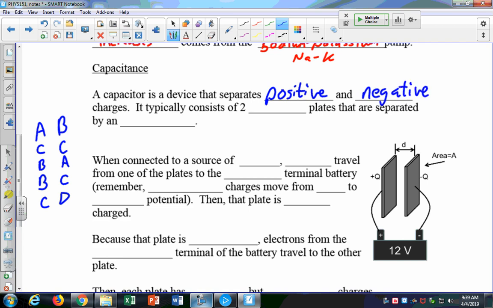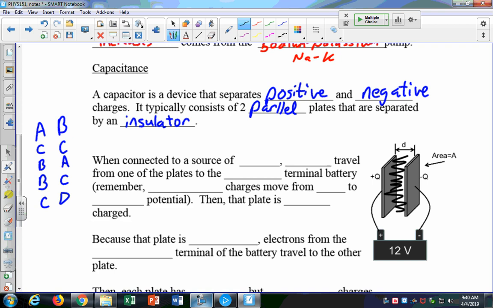Sorry. All right, it typically consists of two parallel plates that are separated by an insulator. So this is a figure of a capacitor. Two parallel plates, that means they don't touch. And in order to keep them from touching, usually we put something in between them, some sort of insulator.